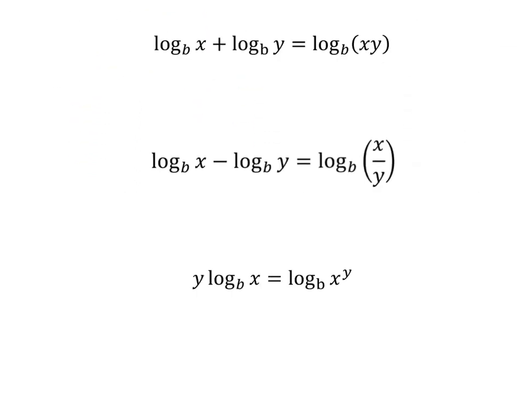Just to summarize, these are the three properties that you need to know. When you add two logarithms, it's equal to the log of whatever base you have of the product of those two numbers. When you subtract two logarithms, that's equal to the log base b of the quotient, dividing these two numbers. And the last property, when you're multiplying times this constant, you can use that as an exponent. We're going to do some more with these properties in a little bit.